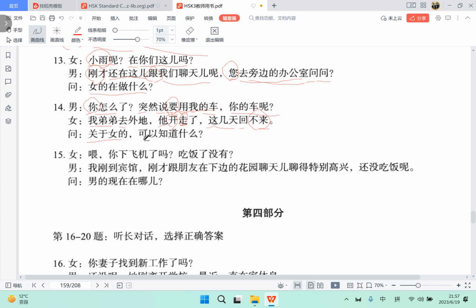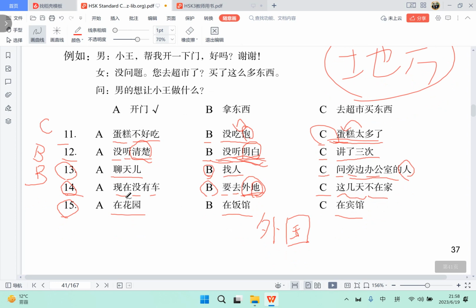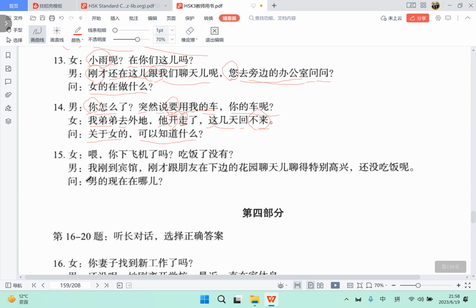关于女的可以知道什么 So about the female, what could we know? So 现在没有车 right? She doesn't have the car now. Okay, and the rest 要去外地 is his brother already go to the other places. 这几天不在家 is also about her brother. Sorry.